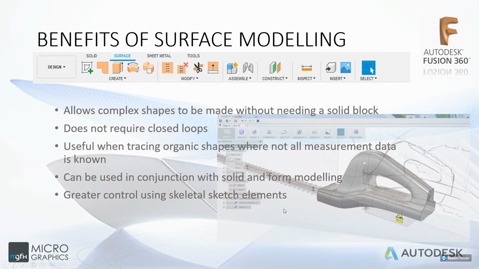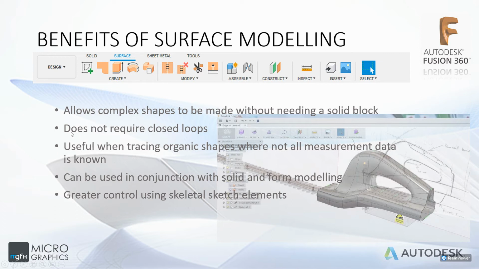So what are the benefits of surface modeling? Well, this allows complex shapes to be made without needing a solid block to start with. If you take a look at the picture embedded in the background here, you'll find that that has a very organic shape. But it would be very difficult to start making the shape just from a solid block. Think about all the curves and lines that you would have to cut out just to get this simple shape. Therefore, surface modeling can help you mold and cut out these things using extrusions, loops, and sweeps.